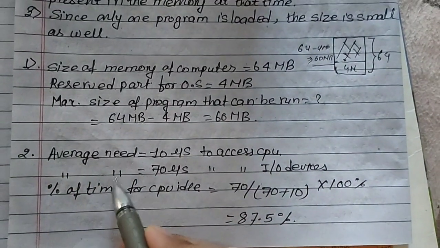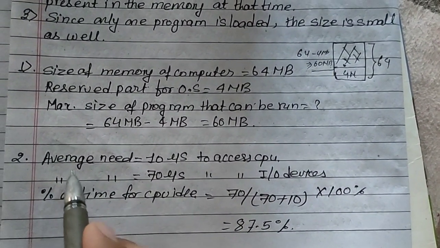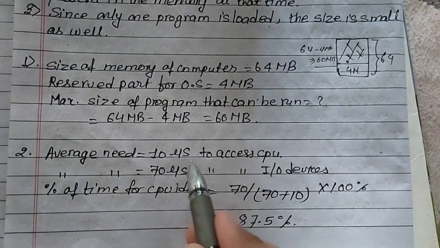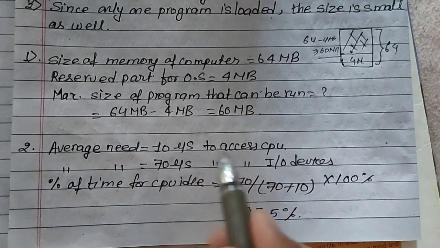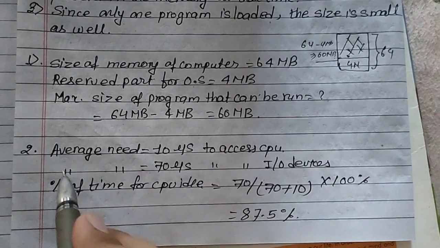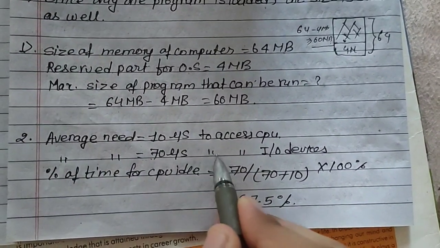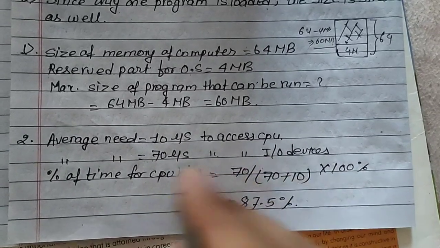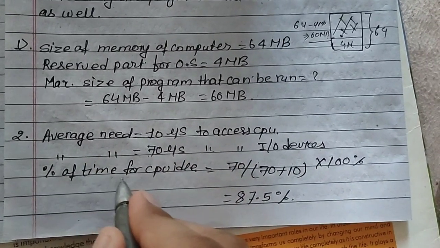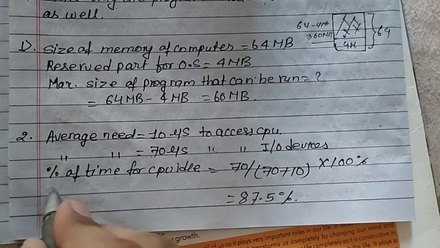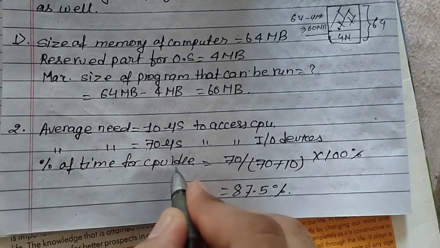And here is another example. The average time required to run a certain program is 10 microseconds to access the CPU, and the average need is 70 microseconds to access the IO devices. What is the percentage of time the CPU remains idle?